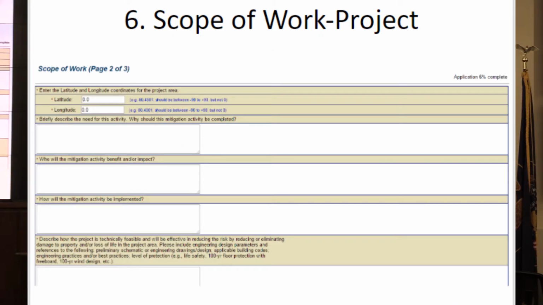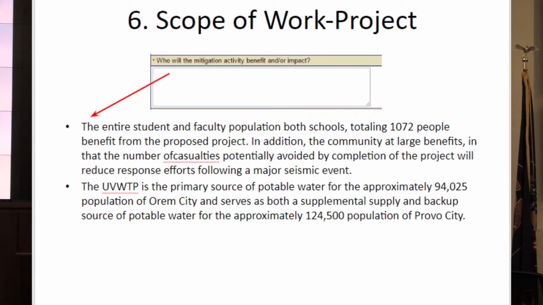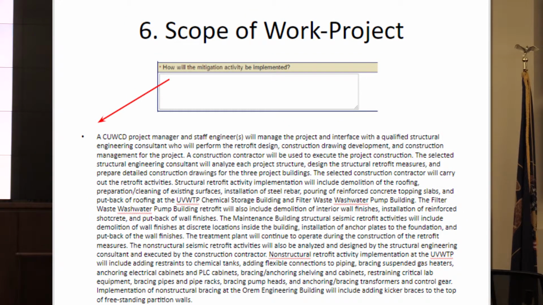Page two, your lat and long of the project, where it is. Briefly describe the need for this activity, who will the mitigation activity benefit, and how will the mitigation activity be implemented. You could put those in. Like I say, the entire student and faculty population, both schools totaling. This is where you sell your story to FEMA and how it will be implemented. We don't need to know what size of nails you're using, because that has actually caused problems before, because they ended up realizing they had to switch the actual type of bolts or something they were using, and you have to do a whole process.